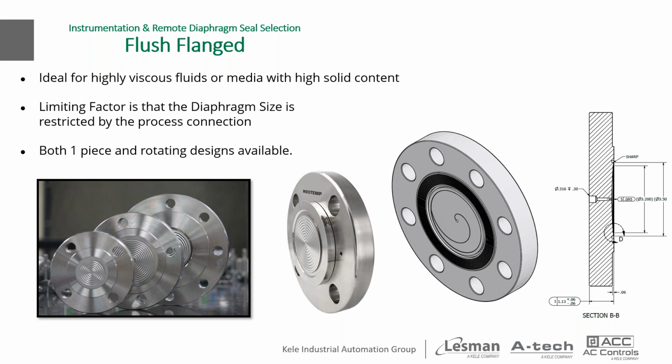So I did tell you we'd take a closer look at two seals in particular, and here we'll look at the flush flange seal that comes in sizes 2-inch, 3-inch, and 4-inch, and they also come in several pressure classes, though ANSI 150 and 300 are the most common. These seals are ideal for highly viscous fluids.